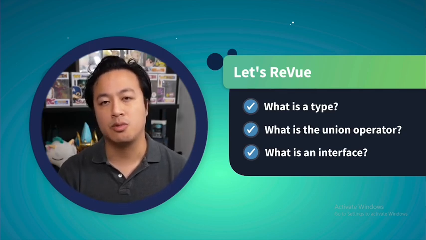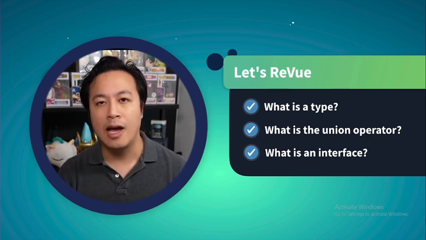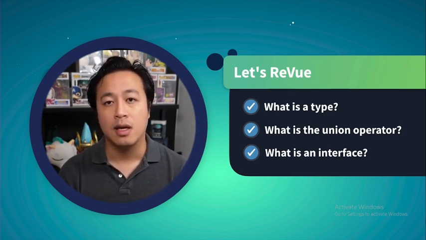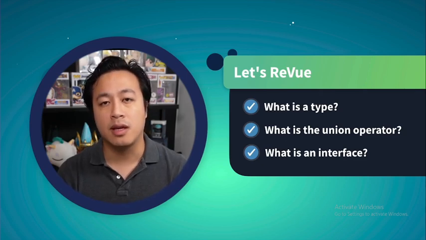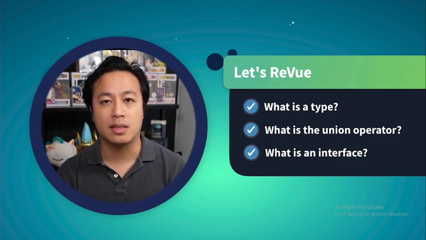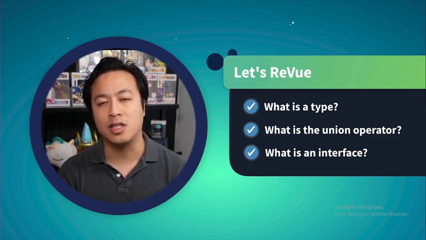But there's a lot of discussion within the TypeScript community regarding how best to use types and interfaces. But at the moment, when it comes to getting started, my recommendation is to just use type for everything except for objects. And when you want to type an object, then just use an interface.